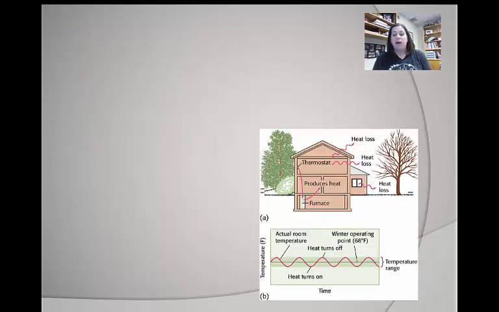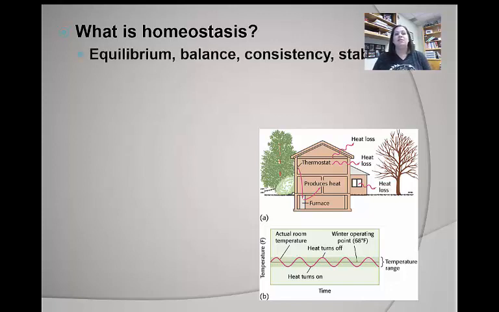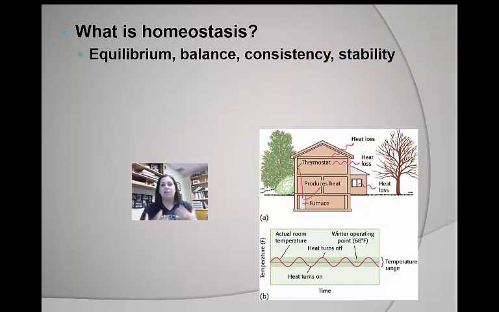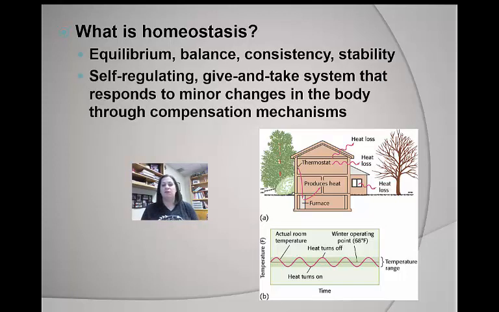Okay, so before we move on, let's look at homeostasis in a little more detail. So what is homeostasis? Homeostasis is an equilibrium, a balance, a consistency, or a stability. So if you'll notice, all these words kind of mean the same thing, but the whole point is that it keeps your body in a constant state. It's a self-regulating, give and take system. So it's going to regulate itself. When it gets out of whack, it's going to try to put it back to normal.